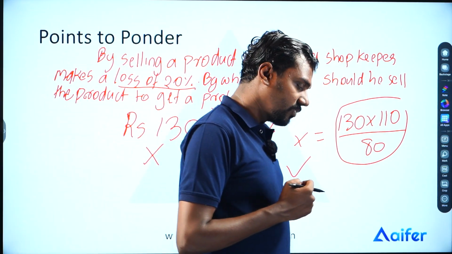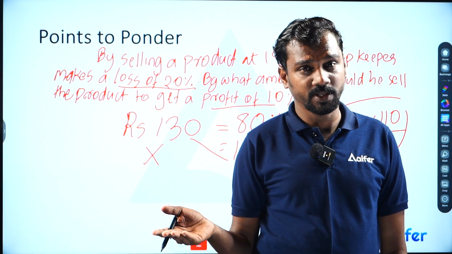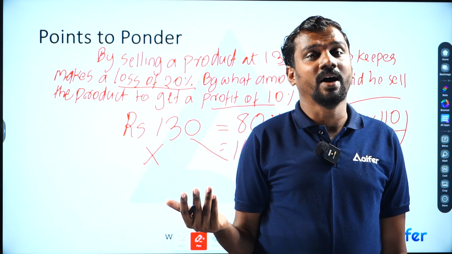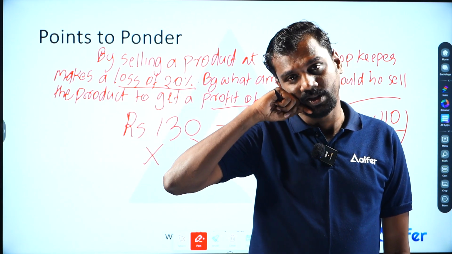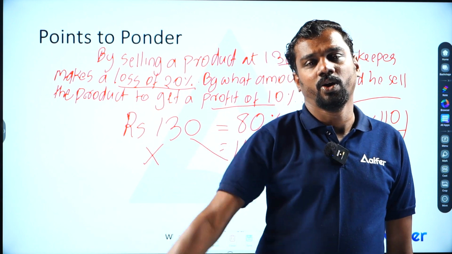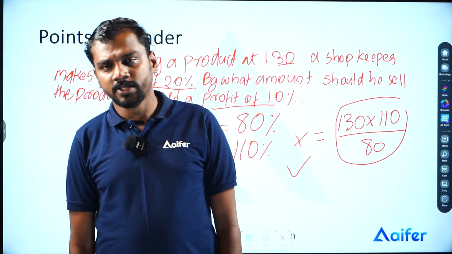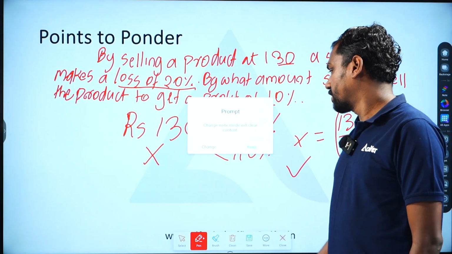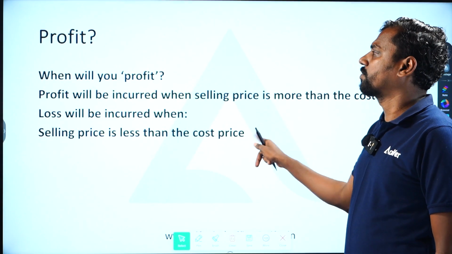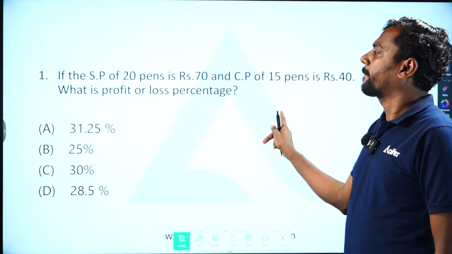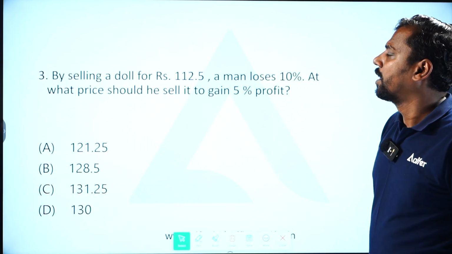This is the way we handle this concept: a value is given at a particular profit or loss percentage, and we are asked for the value at which we get a different profit or loss percentage. I hope it's clear. Is it clear? Okay, so I will give you a different question, of the type we have discussed already. We will do one or two questions for the day.